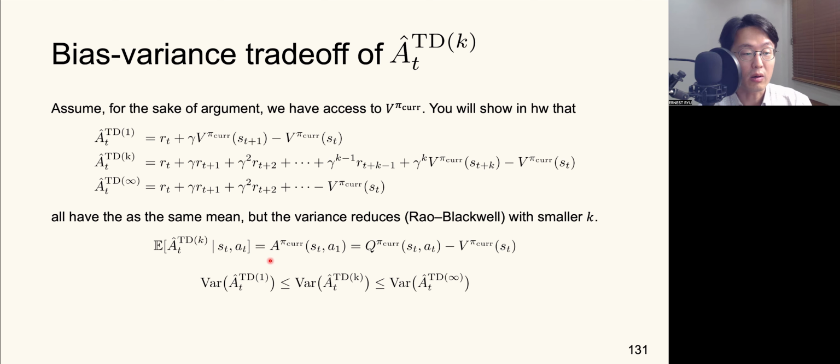So for TD1, you have the randomness in R_t, and then S_t+1. So this contributes to the randomness. But for TDK, you have many more rewards, and you transition to S_t+K, a transition farther down the line. So there's more randomness. And then at TD infinity, you have more rewards being added in, so that's more randomness. And the more randomness you have, the larger the variance.